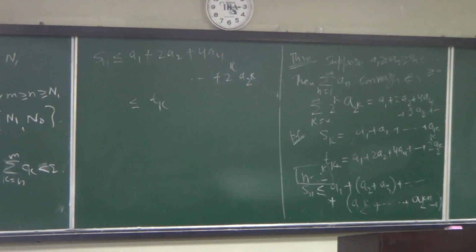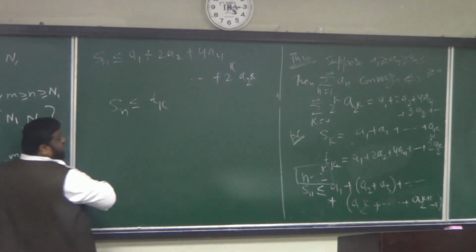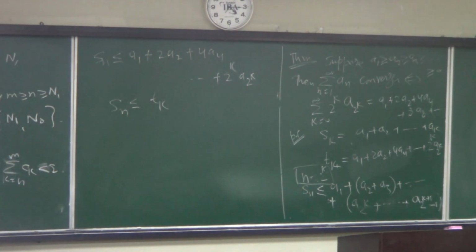Sn is less than or equal to Tk. Why is this an interesting conclusion? Sn is bounded by Tk.